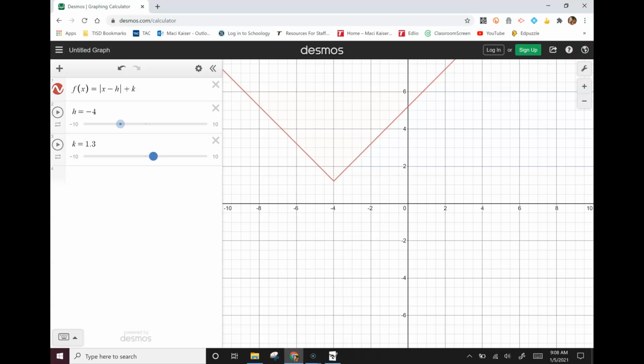And of course you can have a combination of these translations. You could be shifted to the left 4 and up 3. You can have multiple translations that can be shifted vertically and horizontally at the same time. But remember, h only affects your x values, k only affects your y values. So you could get the new points here by subtracting 4 from the x and adding 3 to the y.